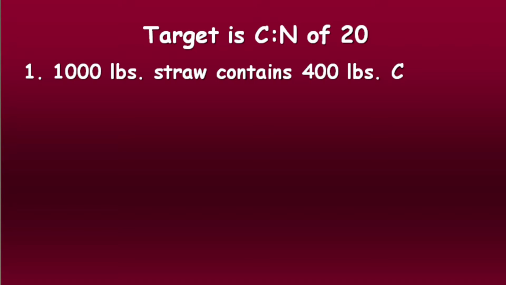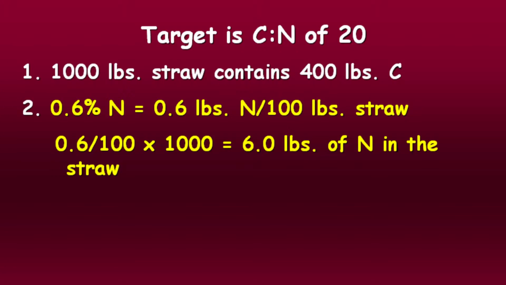Okay, so we've got 1,000 pounds of straw that contains 400 pounds of carbon, right? 40% carbon. Now, 0.6% nitrogen equals 0.6 pounds of nitrogen for every 100 pounds of straw. So with 1,000 pounds of straw, that gives us 6 pounds of nitrogen. Okay? Not a whole lot there, is there?